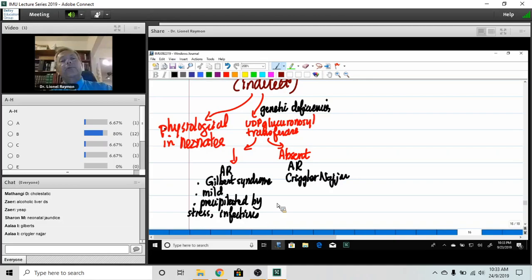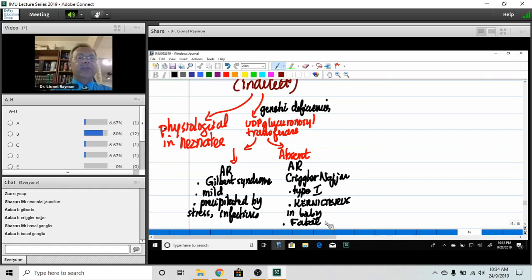In Crigler-Najjar, in type 1 Crigler-Najjar, there is a complete absence, so there is kernicterus in the neonate, and therefore it's potentially fatal in infancy. Where in the brain does bilirubin love to deposit? Basal ganglia. Perfect answer, guys. Absolutely. So a nice spot to see the actual deposition.